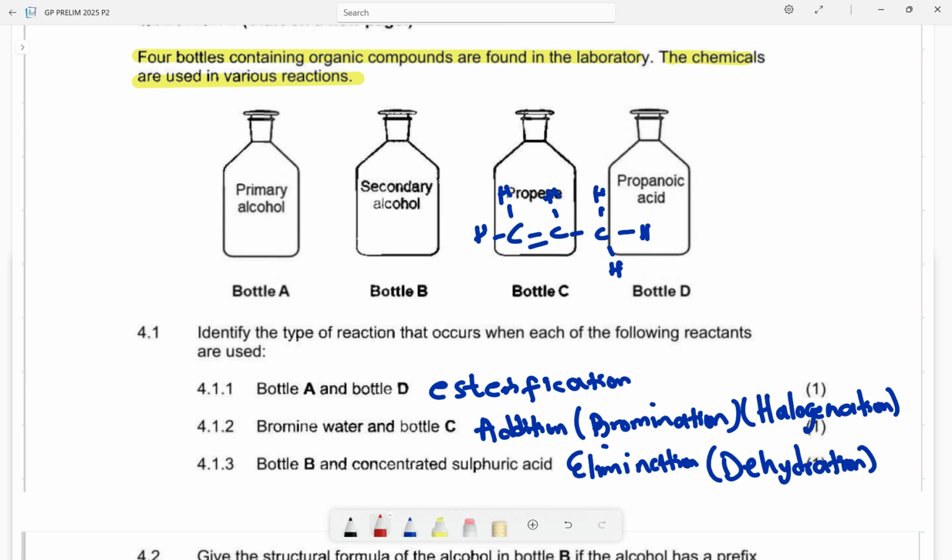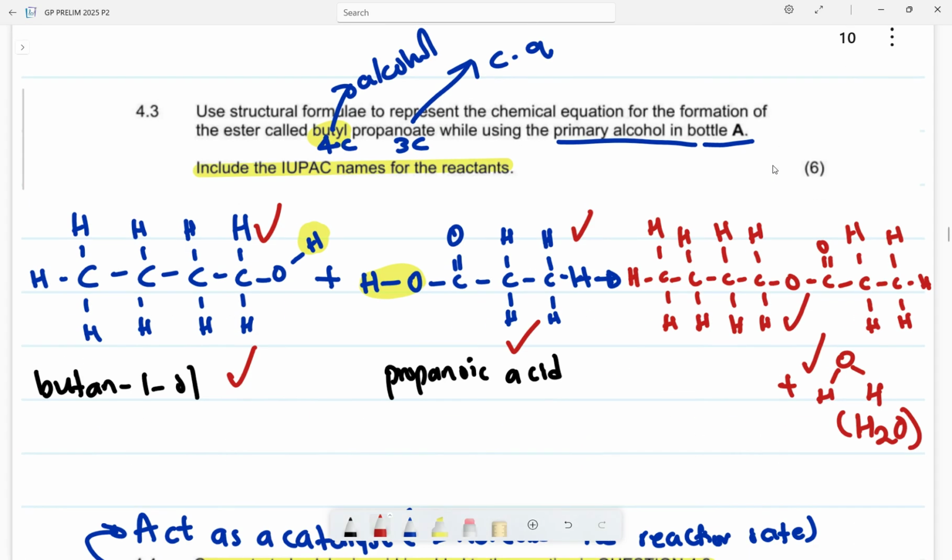Actually, Markovnikov's rule says richer gets richer, poorer gets poorer. So which one is richer in hydrogens between these two? It is the one at the start. So H will come here, richer gets richer, and then the poorer one will just get the rest. So we need to add water. So it's going to be hydration.